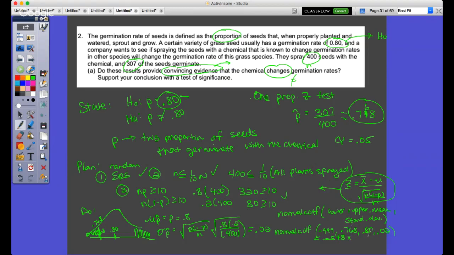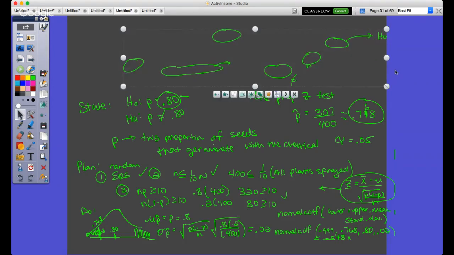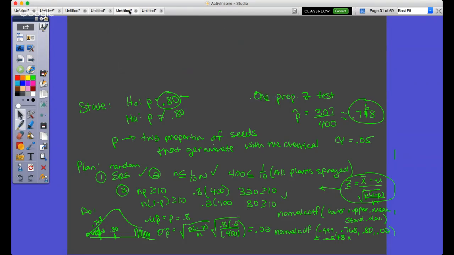Multiplied by 2, though, that gives me a p-value. So my p-value, and I'll put it over here just for sake of room, after I multiplied it by 2, is equal to 0.1096. Okay, so now this becomes a different conclusion, which I'm glad we did.